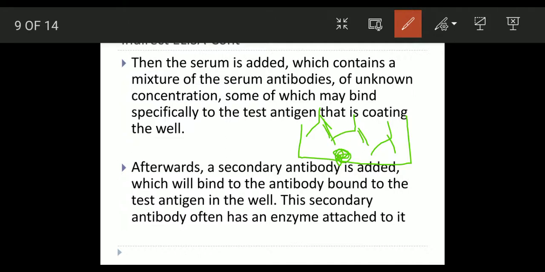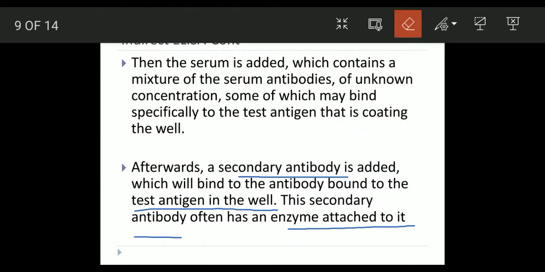Okay. Now afterwards, a secondary antibody is added, which will bind to the antibody bound to the test antigen in the well. This secondary antibody has an enzyme attached to it. Got it or not, guys? Okay, let me make it more clear.